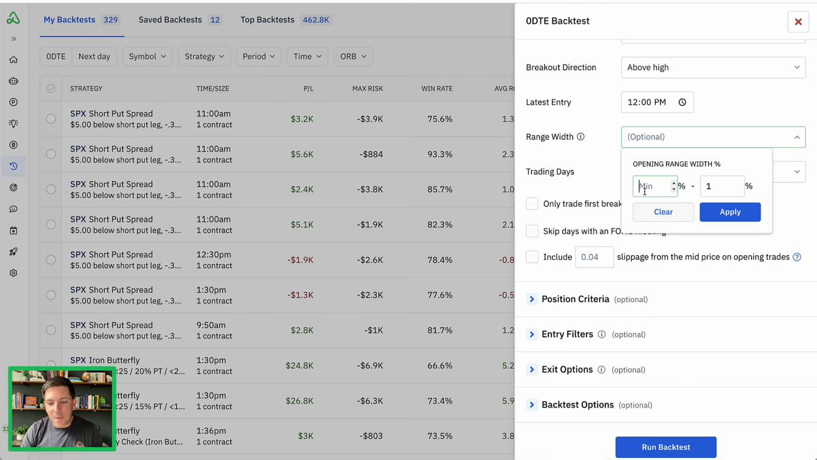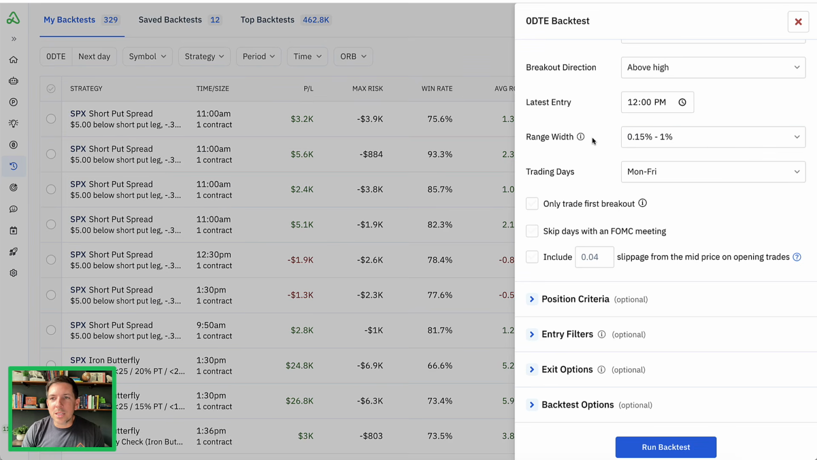At the same time, I probably don't want to trade something that has a really low range. So if there's no movement, I don't want the slightest movement to then be classified as a breakout, and then I get kind of whipsawed for the day. So again, these are all assumptions. I have no clue what this is going to do. So we're just going to set this to 0.5 to 1%. So I want a little bit of movement, but not too much movement.